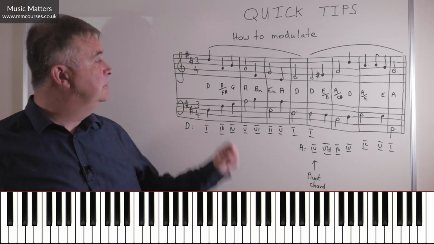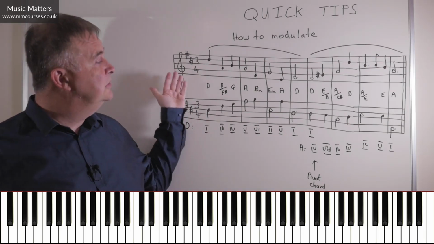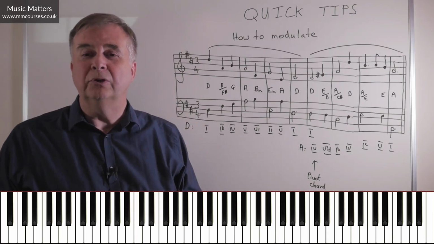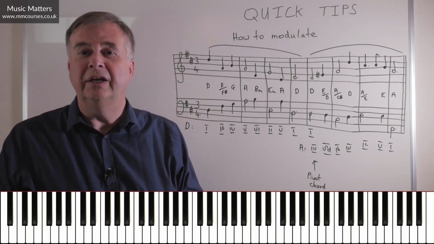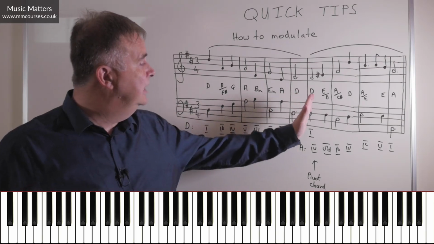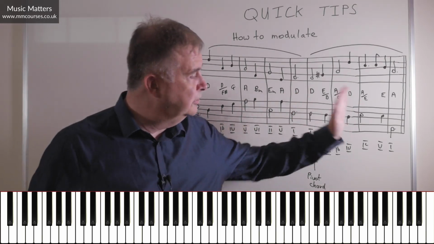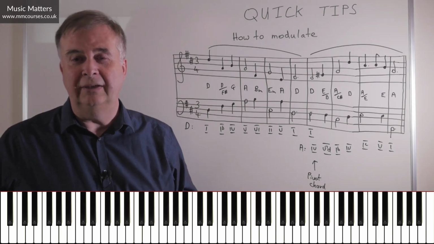So that's how you do it. You decide which key you're starting in, you decide which key you want to go to, then you look for the possible pivot chords and you decide which one you're going to use. And to the left of the pivot chord, you're in the original key. To the right of the pivot chord, you're in the new key.